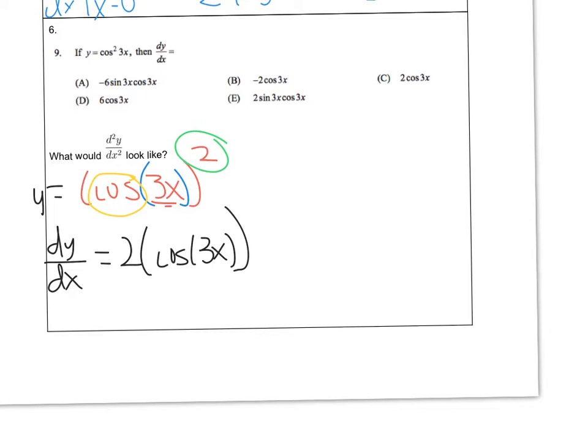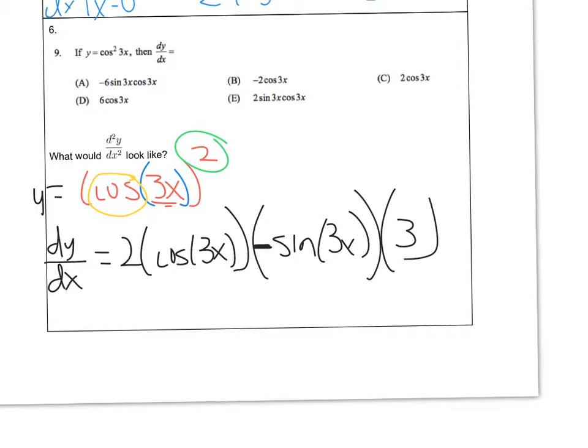Now I touch the cosine. Derivative of the cosine is the negative sign, leave the inside alone. There's a negative there. Now I touch the 3x, sorry. Derivative of 3x is 3, and I'm done. So that's negative 6 sine cosine.